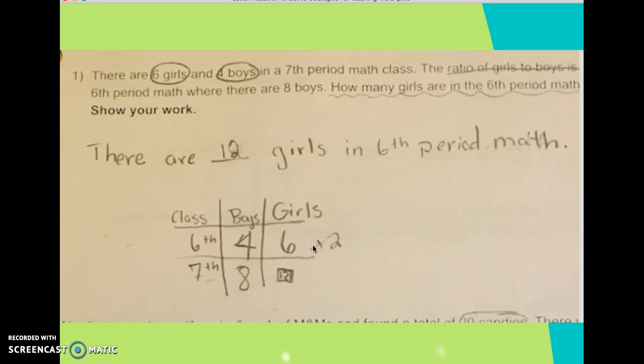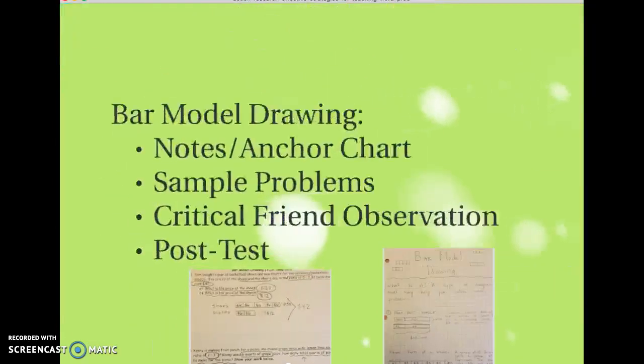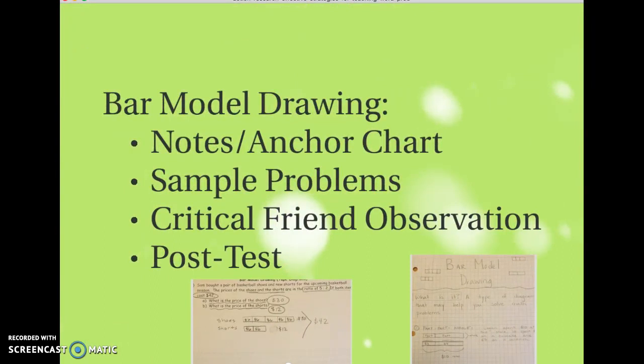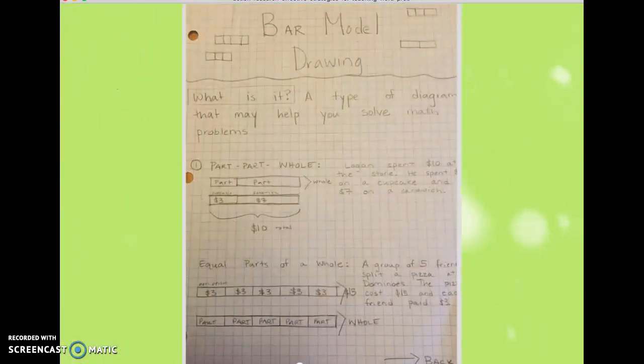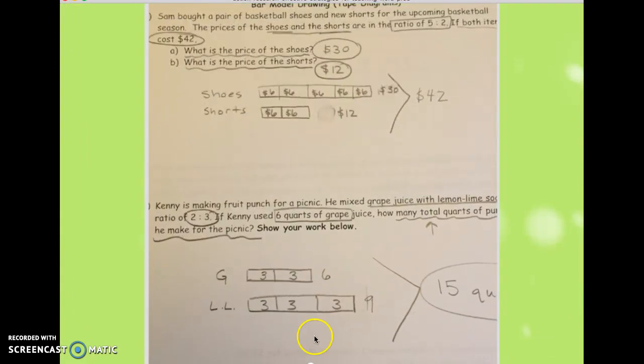So after 3 days, 2 43-minute periods and 1 80-minute period of instruction, students were given the post-test, and then we moved on to the bar model drawing, where we followed a similar format. Students made a note sheet on the topic of bar model drawing, and then the rest of instruction focused on solving word problems together through guided practice or through partner practice. I encouraged collaboration and roved around the classroom answering questions or supporting students. During the second intervention, the critical friend also did an observation.